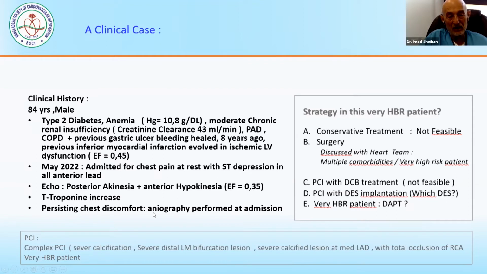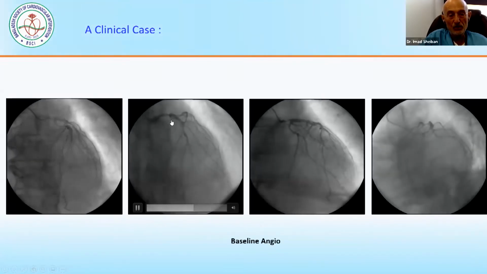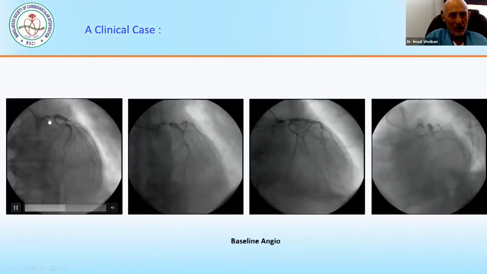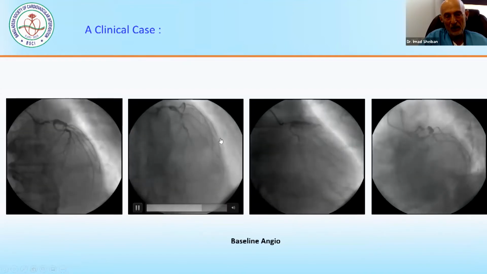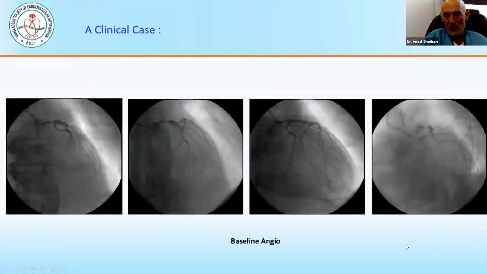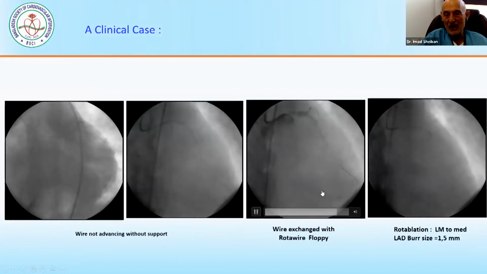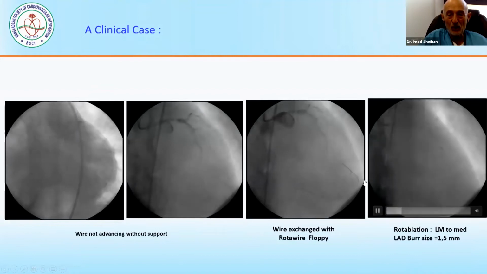Troponin increase, persistent discomfort. And the strategy, of course, in this patient is very challenging because he is a very high bleeding risk patient. So PCI is complex with severe calcification, severe distal left main lesion, and I'll show you, this is the angio. See the heavily calcified left main and almost all the proximal and mid segment of LAD and diffuse disease.